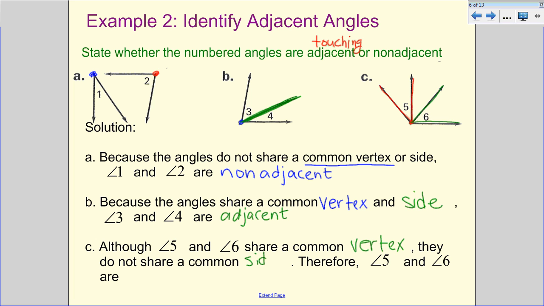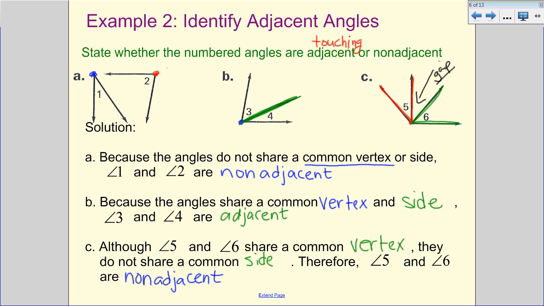If I look back up at my diagram that we had here, we have two distinct rays that are red. No green on any of them. I have two distinct rays that are green. No red on either of my green rays. So that means they do not share a common side. And so therefore angle 5 and angle 6 are non-adjacent.